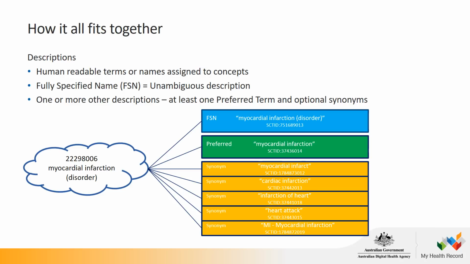So for example, a clinician can type in terms they are familiar with, but these all connect to the same concept. Each description has their own unique identifier, which you can see as the SCTID in each of the description boxes. All of these descriptions are linked back to the concept identifier in the cloud.